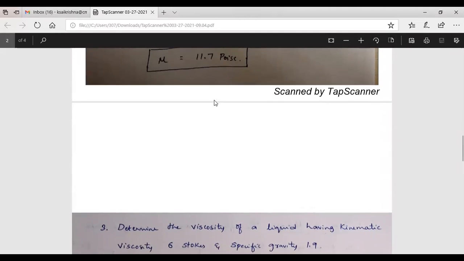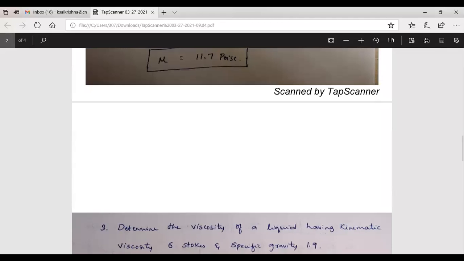This problem you have to solve. Very simple problem. Okay, write down the question here. Third one. Determine the viscosity of a liquid having kinematic viscosity 6 Stokes. In terms of Stokes it is given.